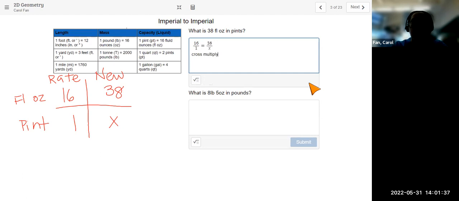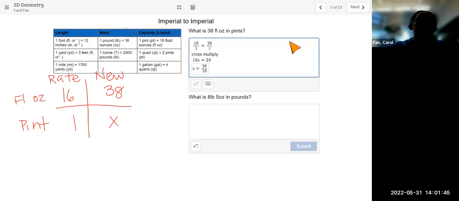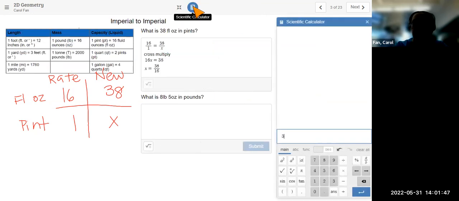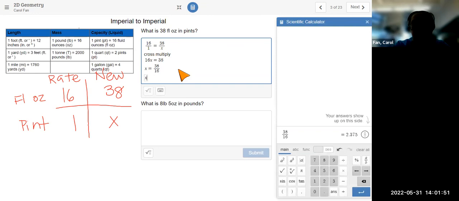We're going to cross multiply. So we have 16x is equal to 38. And then finally, we're going to take 38 divided by 16. So x is equal to 2.375 pints.